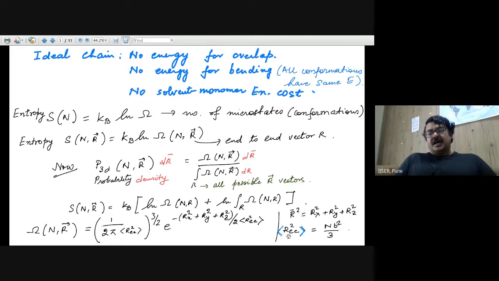And just to remind you, the expectation value of R_EE squared was N b squared by 3, where N is the total number of monomers in the chain.